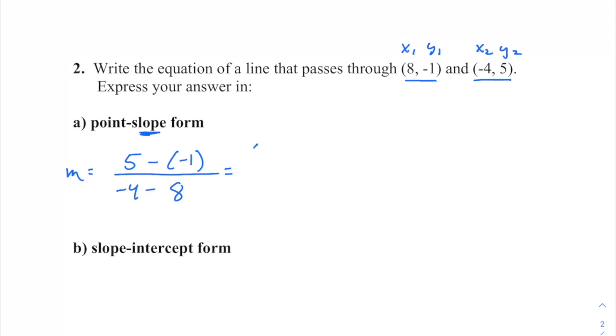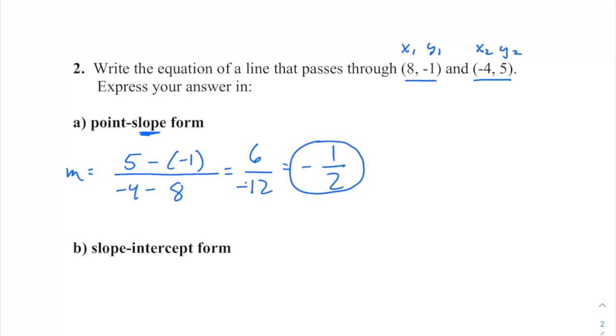5 minus -1 is 6, over -4 minus 8. That's -12. A positive divided by a negative is negative, and 6/12 reduces to 1/2. Okay, so I got my slope. It's -1/2. And for point slope form, like we've said, you only have to have one point that's on the line to go with your slope.